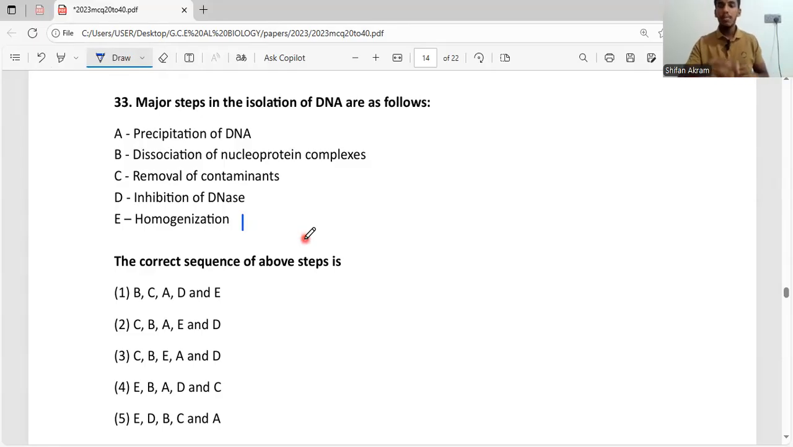Then what's the second step? Now we have exposed the DNA, but now we have a problem. There's an enzyme called DNase that is present in the cell, that usually degrades the DNA if the DNA is exposed to the environment, right? So we have to inhibit this DNase. Why? Because we want to extract the DNA. So the second step is the inhibition of DNase.